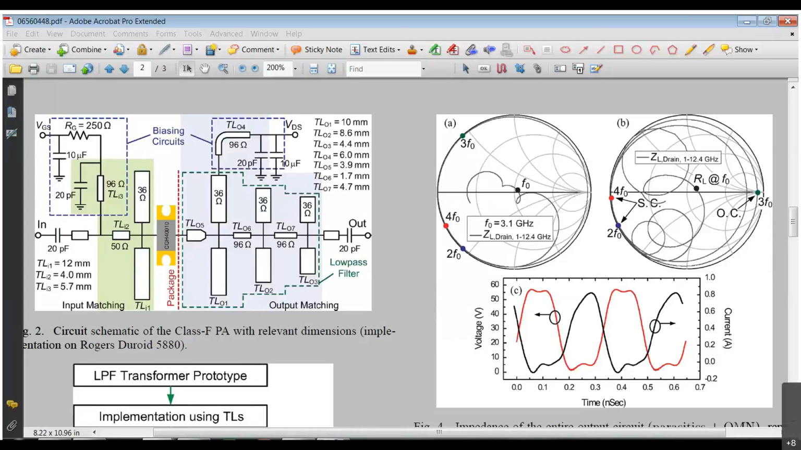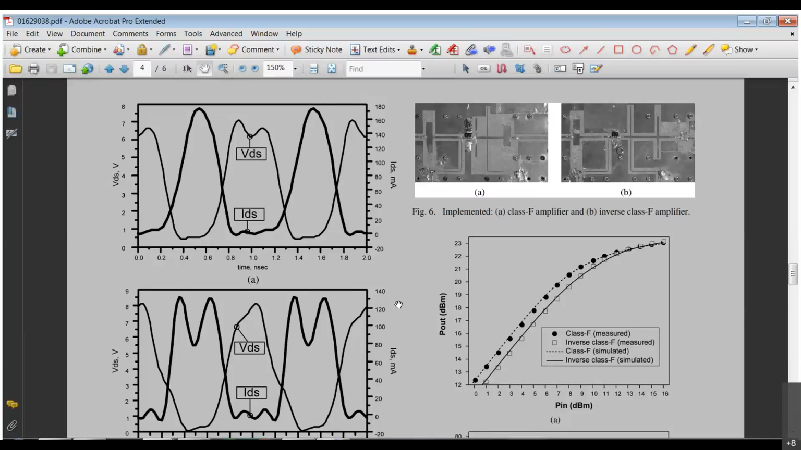Let me change the shading. I think now you can see the second one.